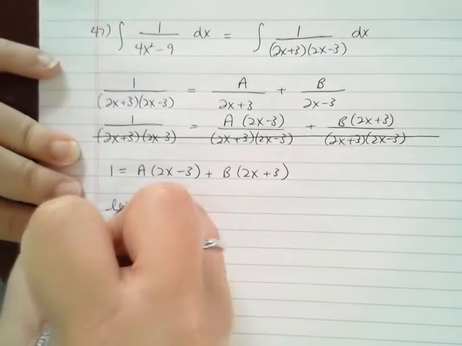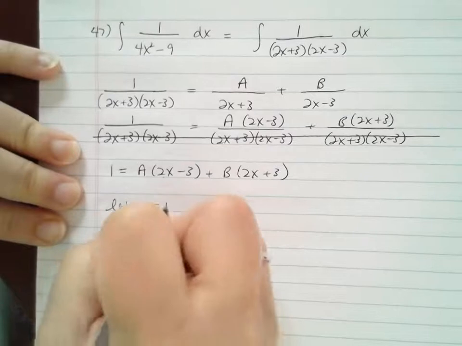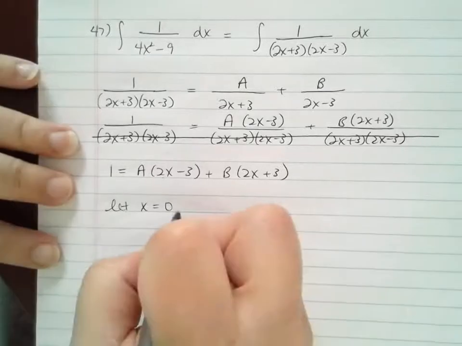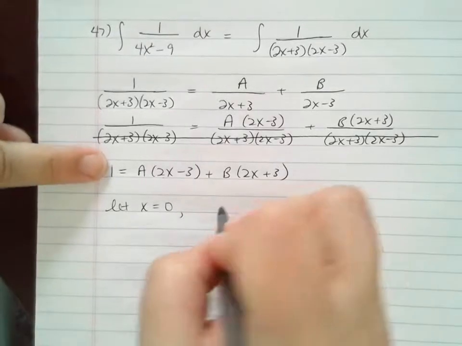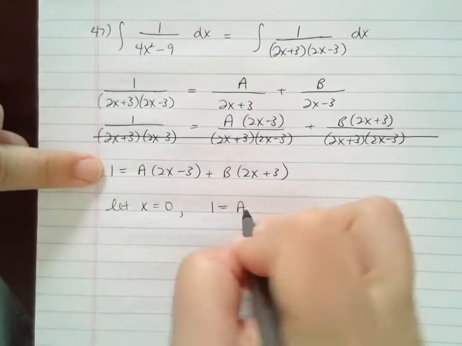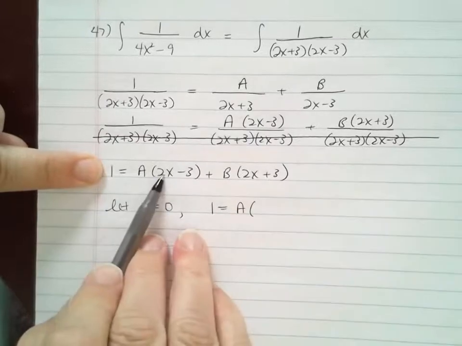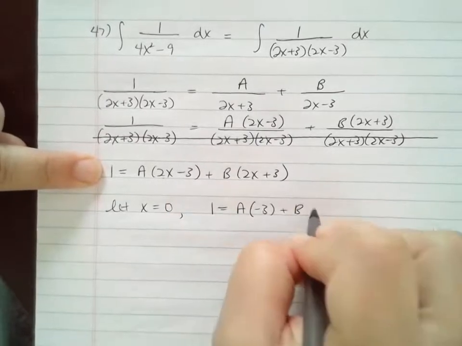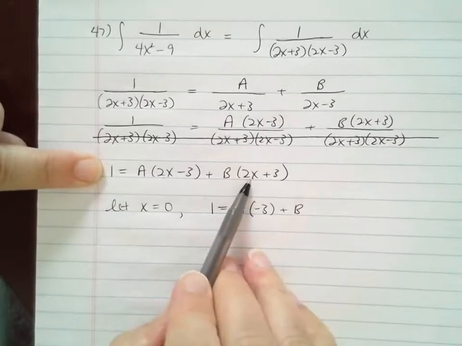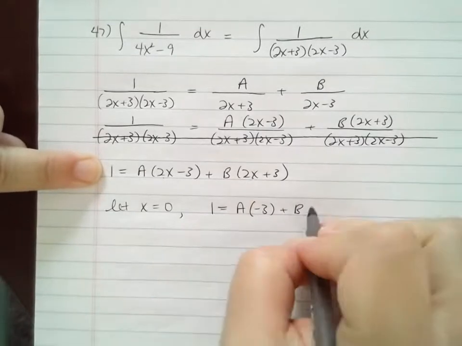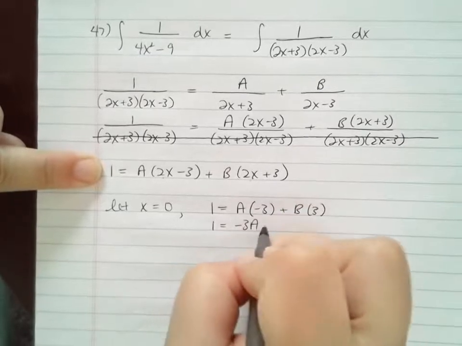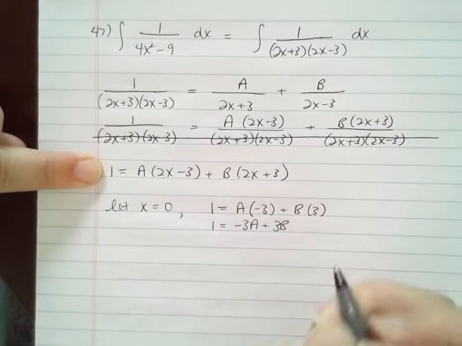So let's say I can pick any number. If I let x equal 0, there's no rhyme or reason behind that other than the fact that it's an easy number to manipulate. If I let x equal 0, then this statement now reads 1 equals A times, that goes away, leaving negative 3, plus B, that goes away, right? 2 times 0 is 0. Positive 3. In other words, negative 3A plus 3B.